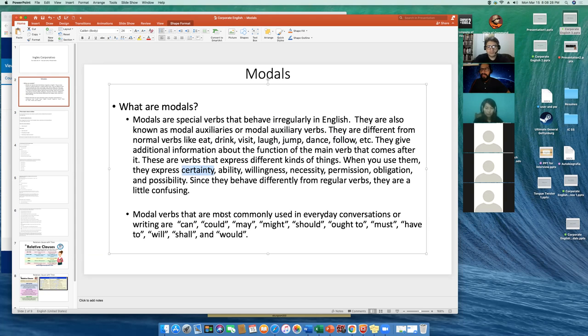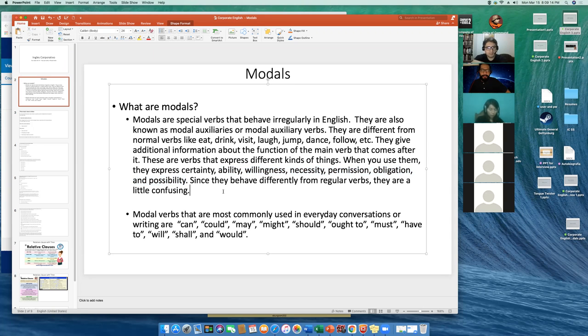I am 100% certain, right? Ability, which is I am able to do it with my hands. Willingness, yes, I want to do it. I want to do whatever it is that you're asking me to do. Necessity, permission, obligation, and then possibility. As you guys see, it talks about being able to do something, wanting to do something. How sure are you of doing something? And the degree of possibility. Are you 100% sure, 50%, or not really?